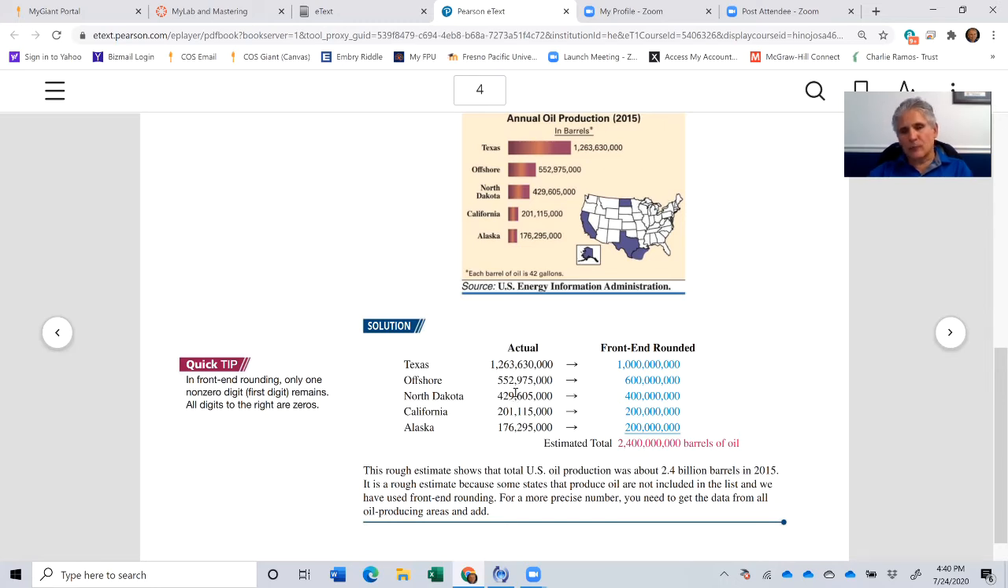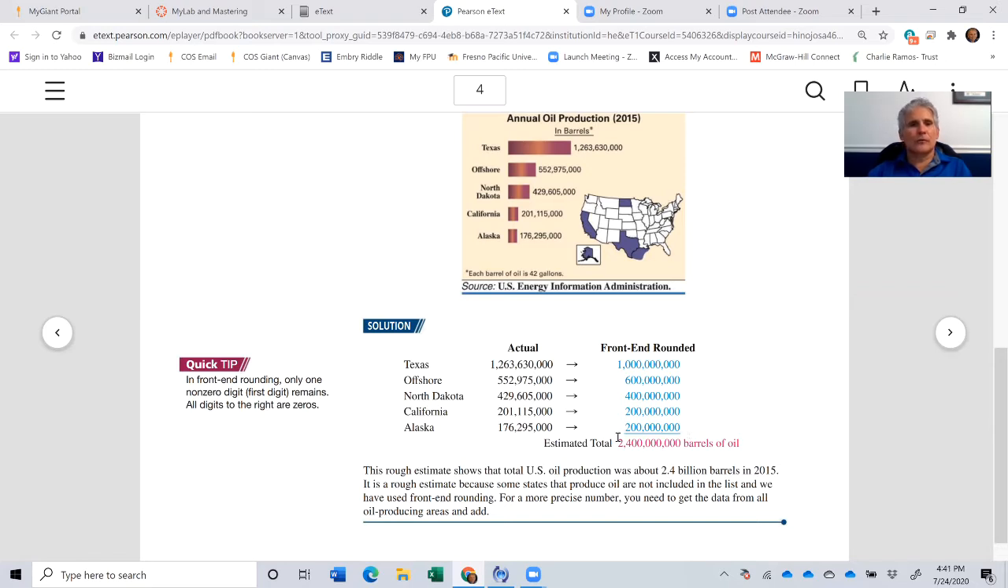552 million, well, can we just look at this 5, and say, okay, we can go up, and that's 600 million. 429 million will give us, really round it down to 400 million. 201 million, well, that can be rounded down to just 200 million. 176,295,000. Well, that 176 million, let's see, we're going to round that up to 200 million.